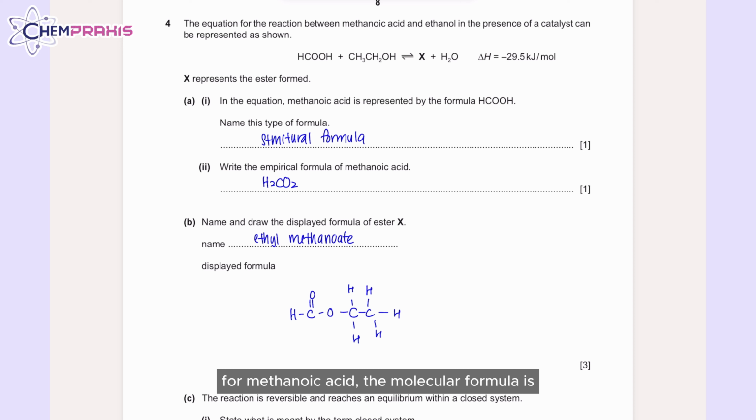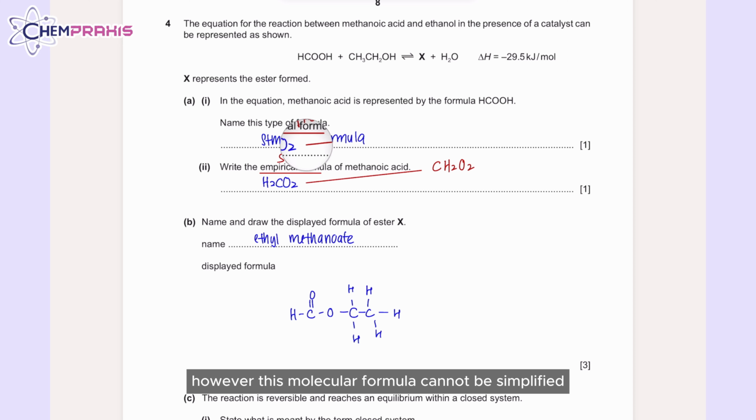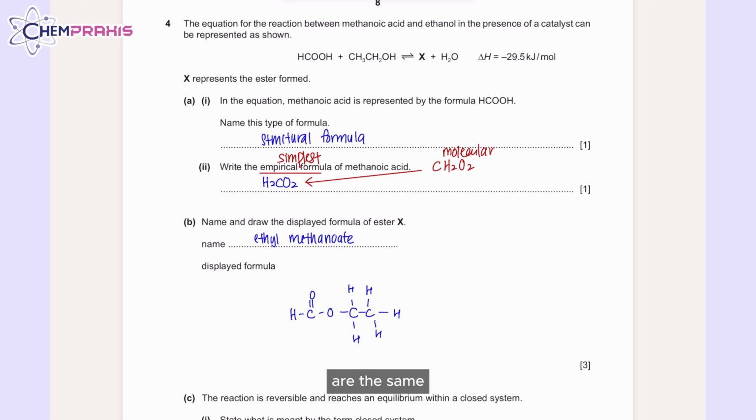For methanoic acid, the molecular formula is CH2O2. Molecular formula shows the actual number of each element. And for empirical formula, usually they show the simplest ratio. However, this molecular formula cannot be simplified. So the molecular formula and the empirical formula are the same.